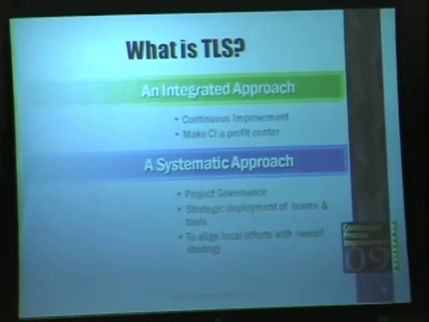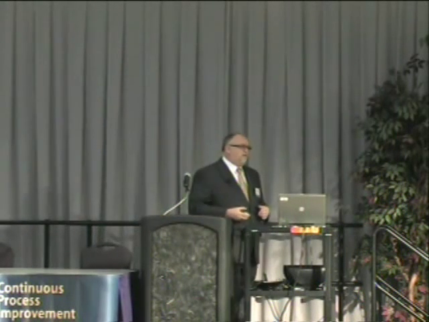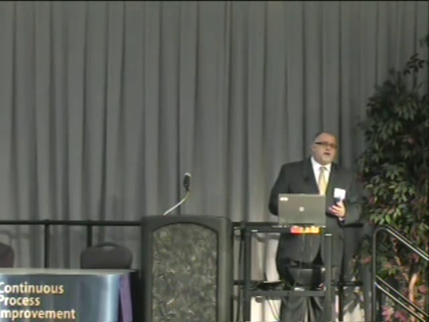It's also a systematic approach to improvement. That approach contains a process of project governance, strategic deployment of continuous improvement efforts, and an alignment with the organizational goals and strategy of the organization. Now, that's aside from the tools, which I'll talk about in a minute. The idea is that TLS supports different situations with specific tools for that situation. So a hammer for a nail, a screwdriver for a screw, a pencil for a design.